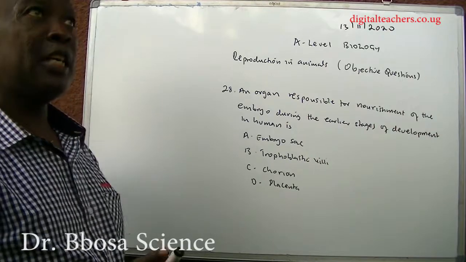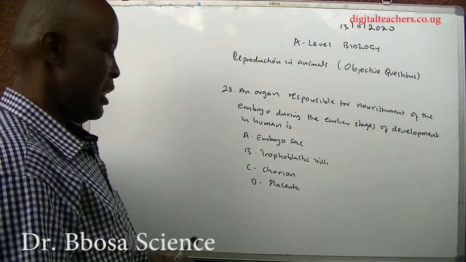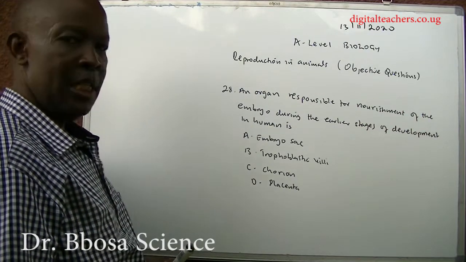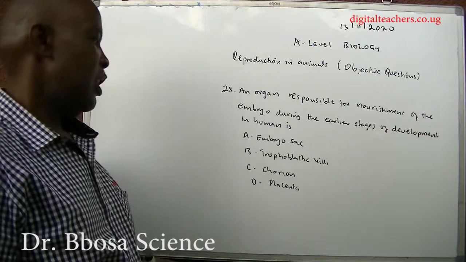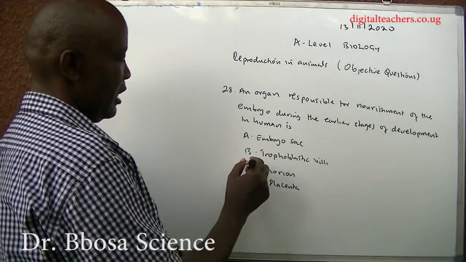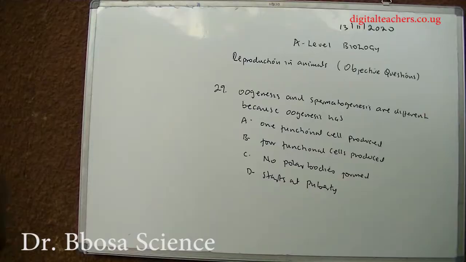28. An organ responsible for nourishment of embryo during earlier stage of development in humans is A. Embryo sac. B. Trophoblastic villi. C. Chorion. D. Placenta. You can pause and answer. The answer is C, chorion.